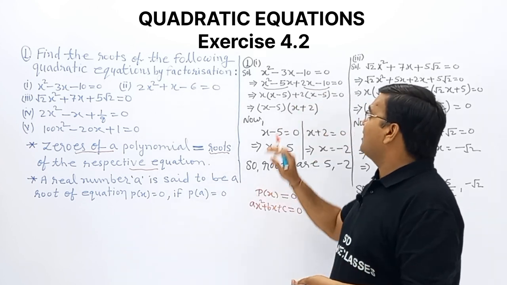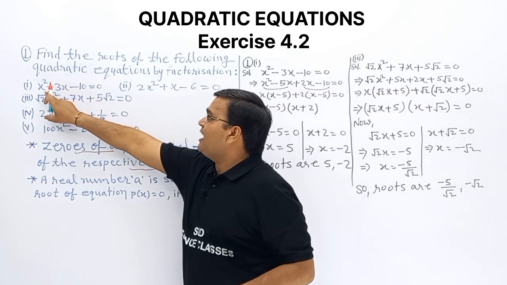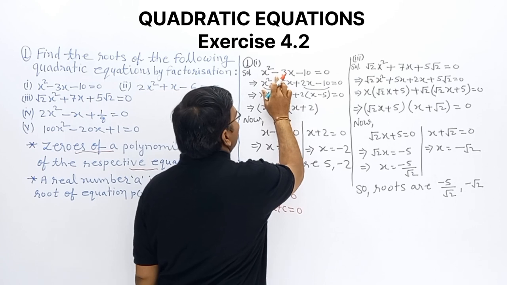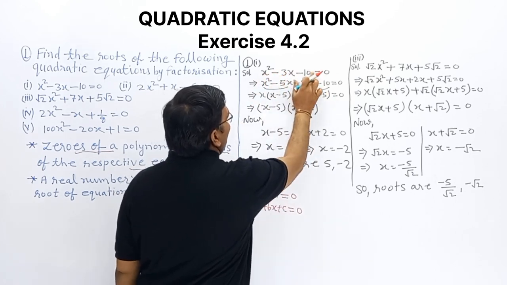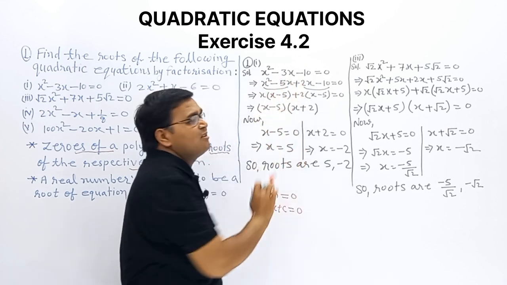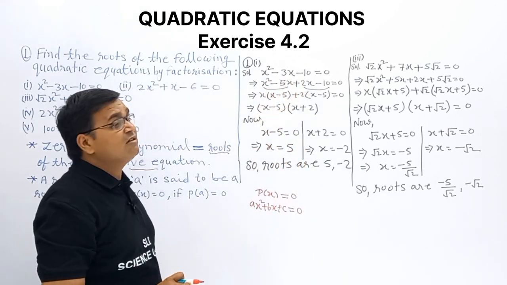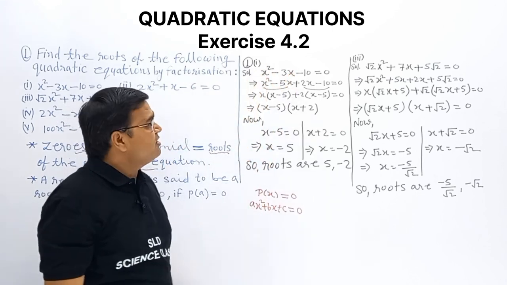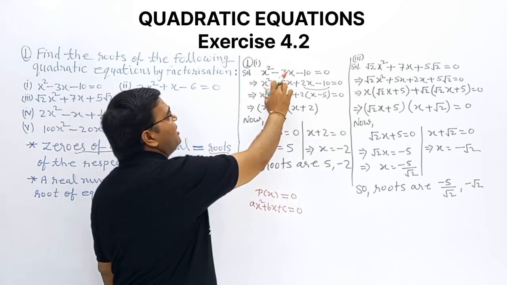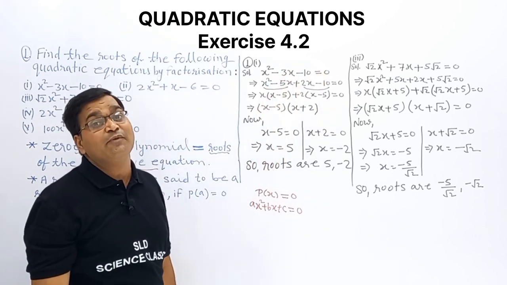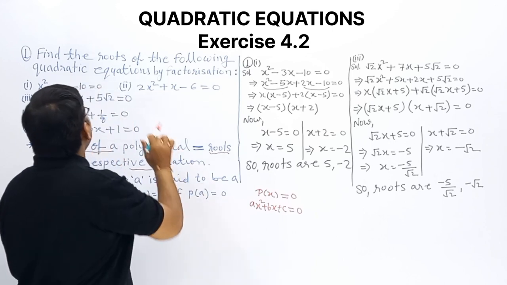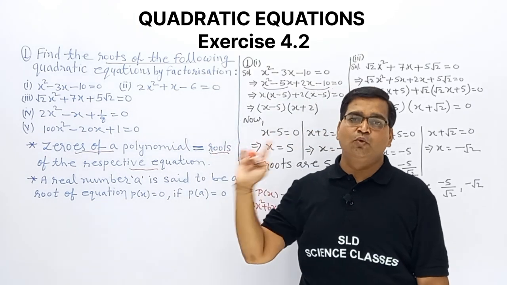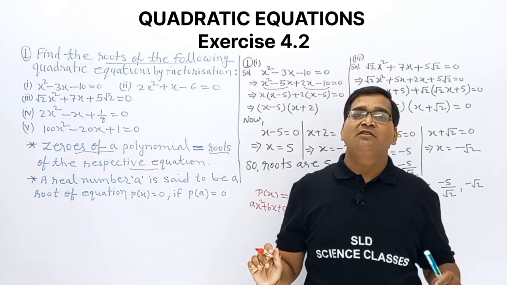In factorization, I am taking question number 1: x square minus 3x minus 10 equal to 0. This is a polynomial, and what sort of polynomial? A quadratic polynomial, because its degree is 2. The maximum power of the variable is 2. This polynomial equal to 0 is a quadratic equation. Now we want the roots of the quadratic equation. How will we find them? We will factorize.